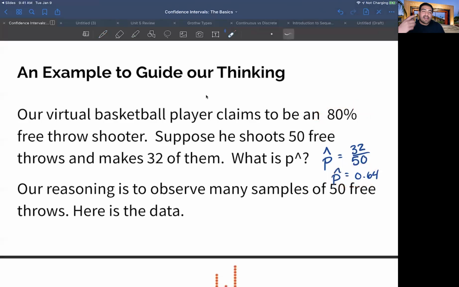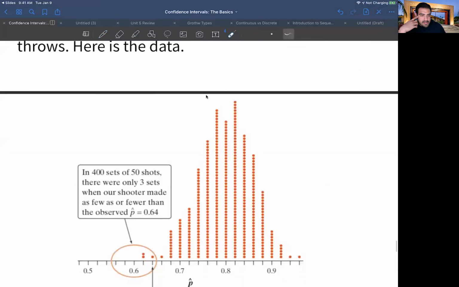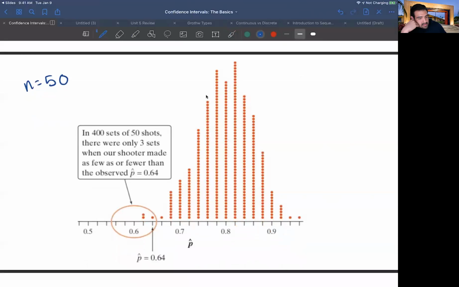So let's ask this guy to do many of these free throws over and over and over. We're going to look at 50. Remember, each of these samples of 50 is going to have a different proportion of accuracy because of sampling variability. And we're going to end up building a sampling distribution of sample proportions, right? And here is that distribution. Let's assume here that there are 400 samples of 50, right? Sample size was 50. This is a sampling distribution of sample proportions, right? Tells us right here, sample proportions.